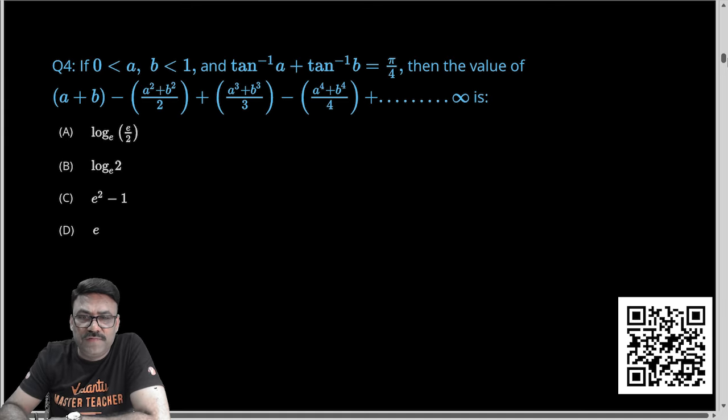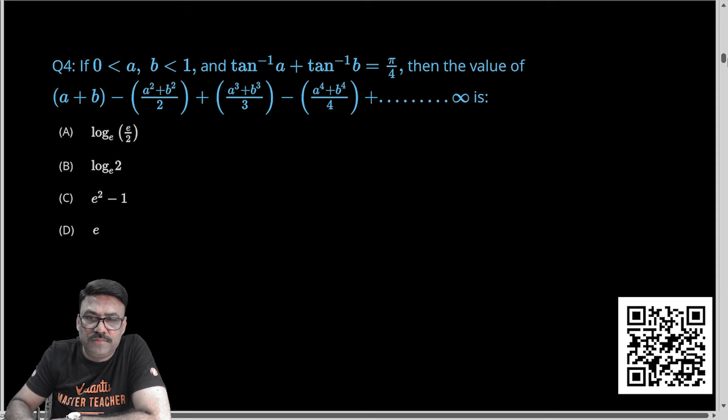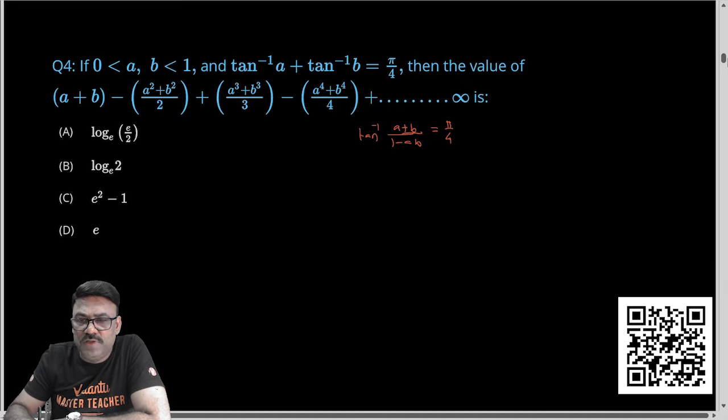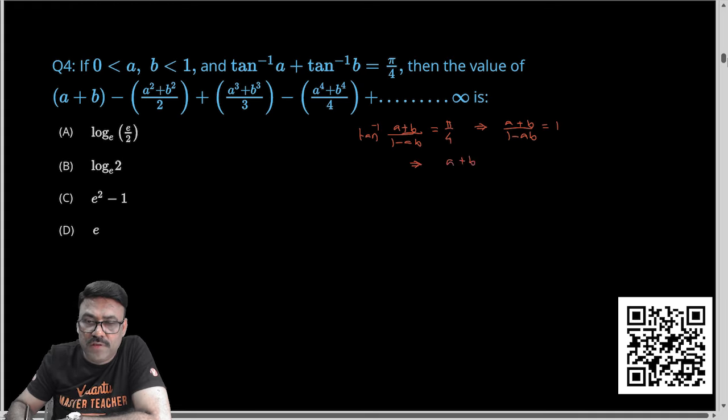So if I expand the inverse tan formula, tan inverse A plus tan inverse B is tan inverse of (A plus B over 1 minus AB). This is pi by 4. So this gives you A plus B over 1 minus AB is equal to tan pi by 4, which is 1. This gives you A plus B is equal to 1 minus AB.